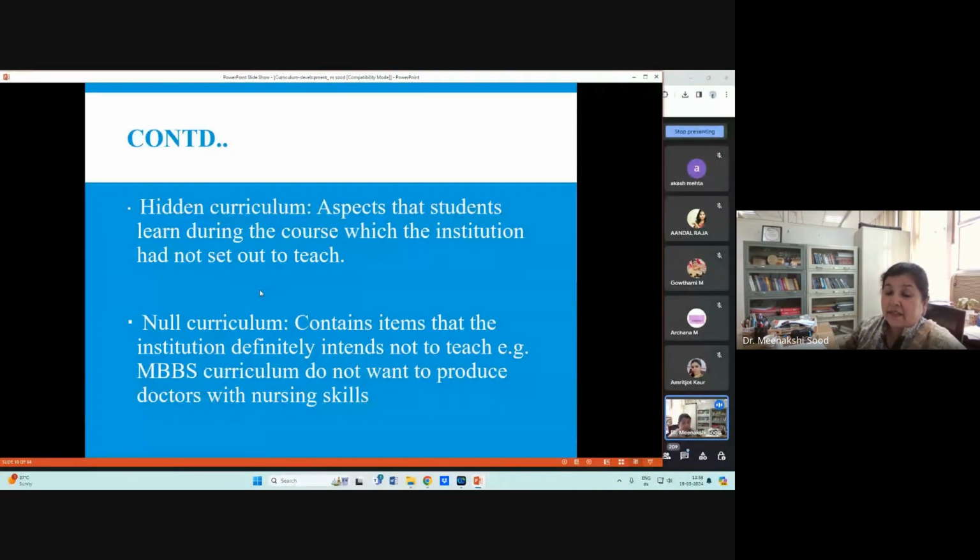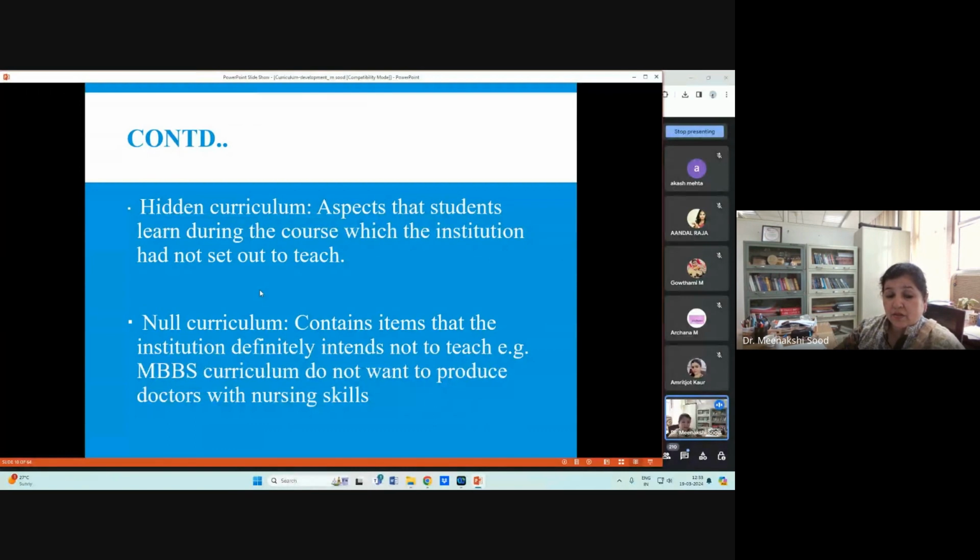And the other thing is the null curriculum. This is also to be taken care of. Sometimes we put some subjects or some contents that actually devalue, or are below the level of the degree or diploma for which the student is enrolled.